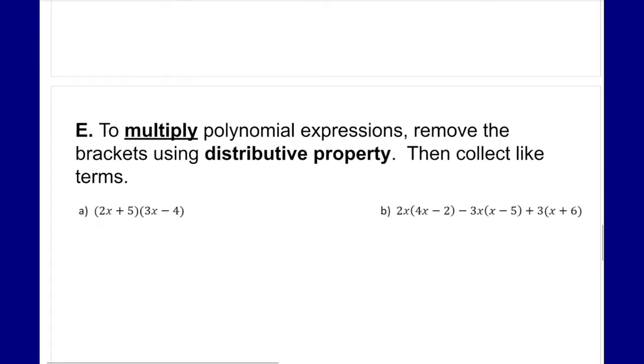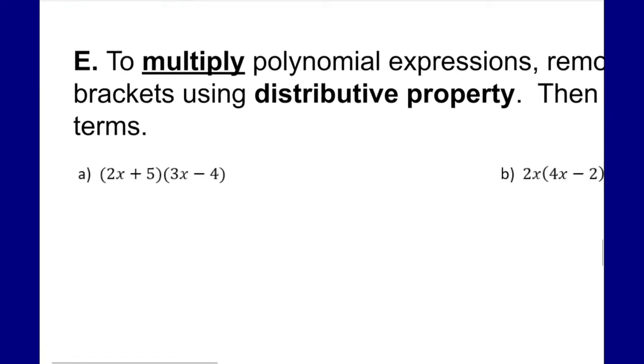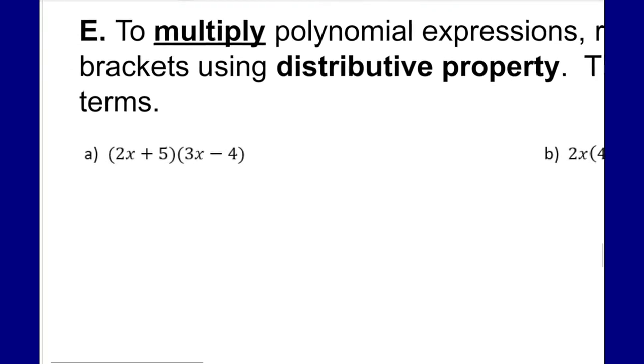The last thing: to multiply polynomial expressions, we remove the brackets using the distributive property. That's kind of what we did in the last one, and you may remember that term as well. If you don't remember, we'll go through it, don't worry. After we use the distributive property, you collect like terms. So the final step is always collecting like terms. It is important that you understand what like terms are, and how to differentiate like terms from other terms in your polynomial.